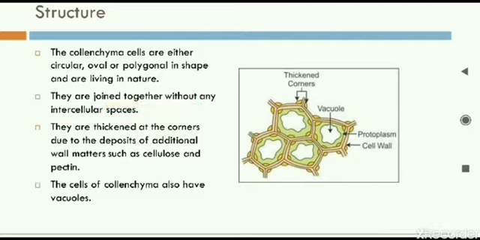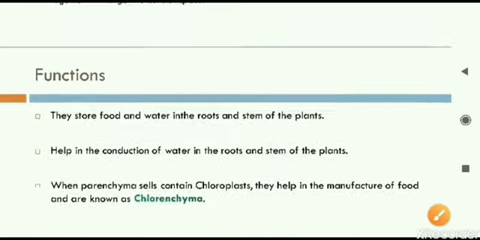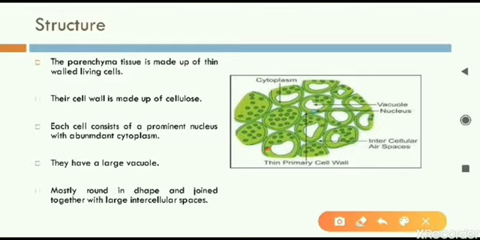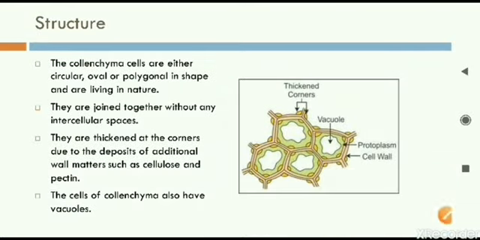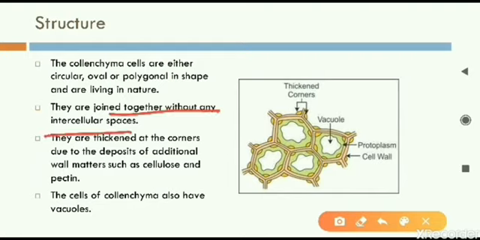In the parenchyma cells, you can see in the diagram a lot of space in between. But in this diagram you can see in between the cells there is no empty space. So they are not having intercellular space. They are joined without any intercellular space, and they are thickened at the corners. And what is present there, special pigments are present. The pigments you have to mark in your book and remember: the pigment names are cellulose and pectin. So where is pectin present, this may be asked.